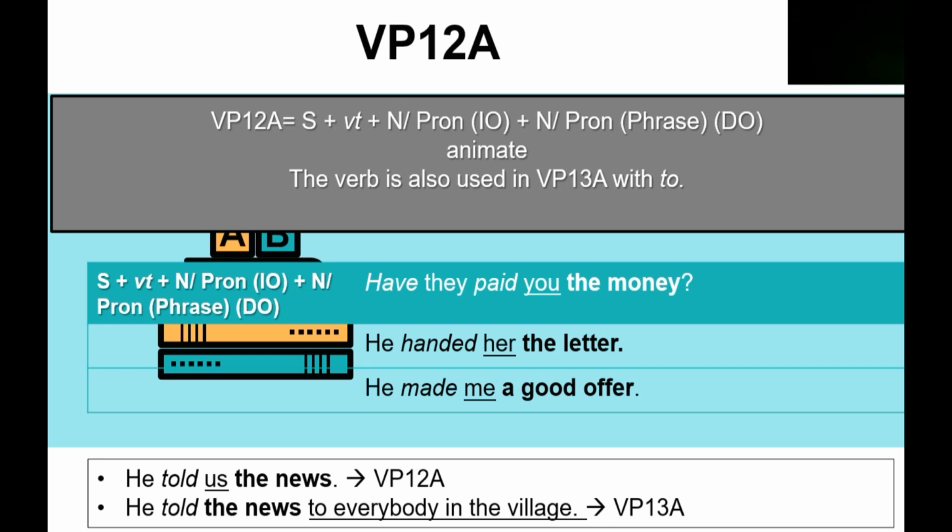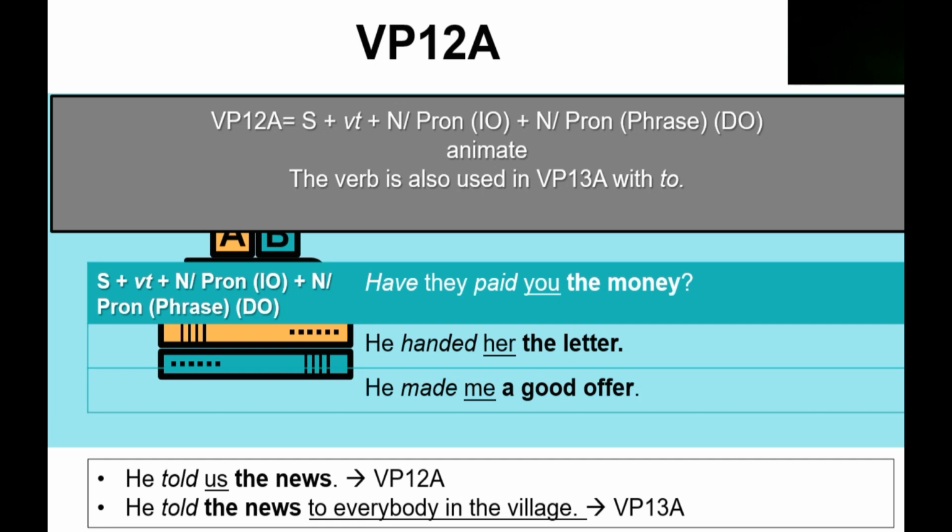He made me a good offer. He is the subject, made is the VT, me is the pronoun functioning as IO, a good offer is a noun phrase functioning as DO. If you see these three examples, you can see that the IO always precedes the DO, or the IO comes before the DO. But this form can be converted to VP13A, where the DO comes before the IO plus preposition to.